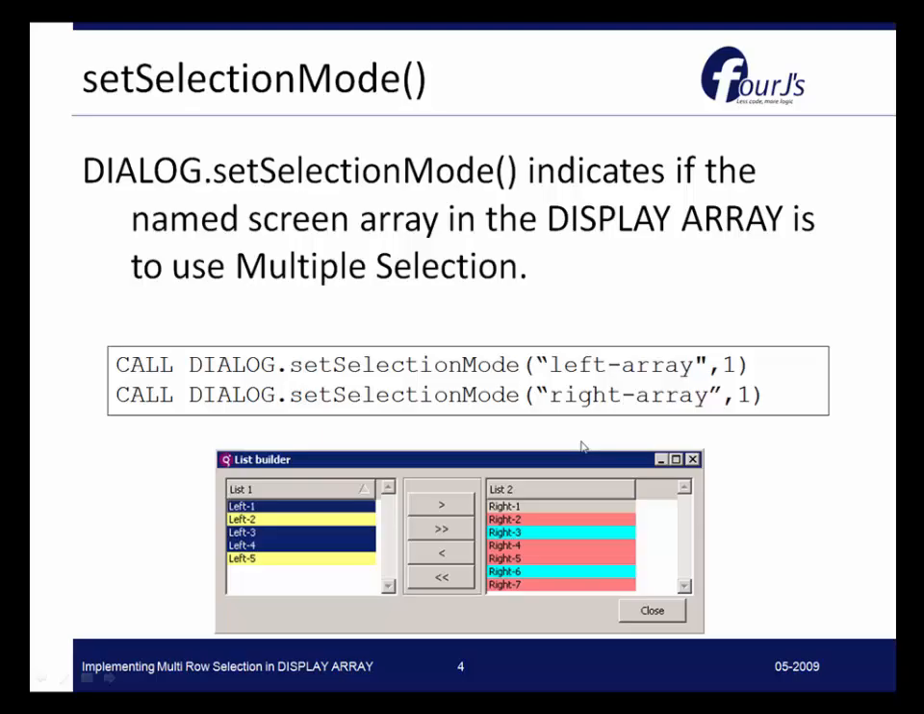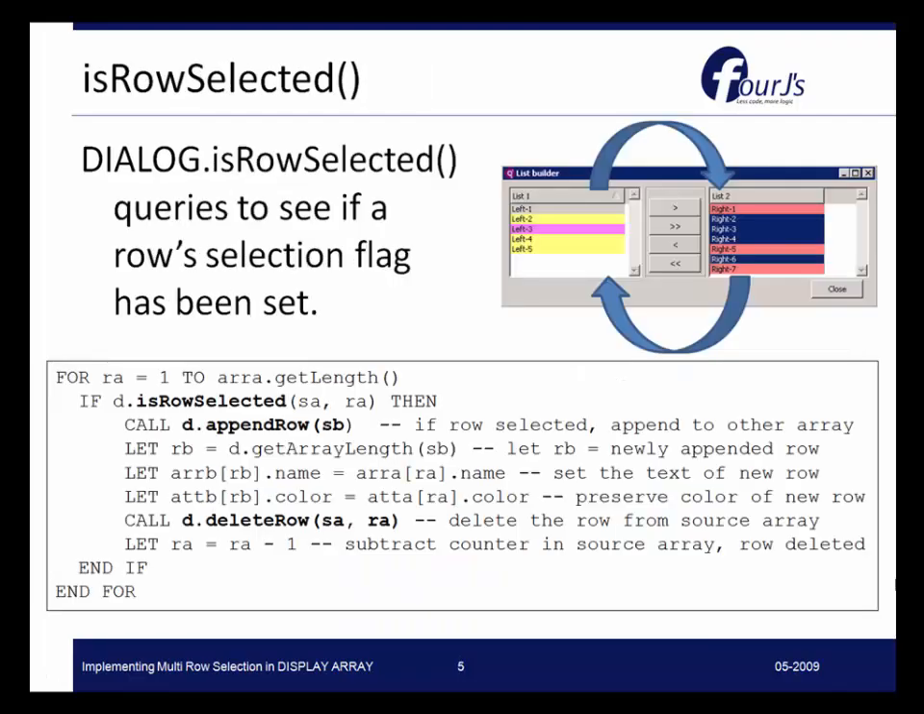There are 3 dialog methods to assist you in implementing MRS. The first one is set selection mode, which indicates if the named screen array in the display array is to use multiple selection. In the example here, we simply see the array name and the setting to true to indicate that both of these arrays should use multiple selection. The next method is row selected.